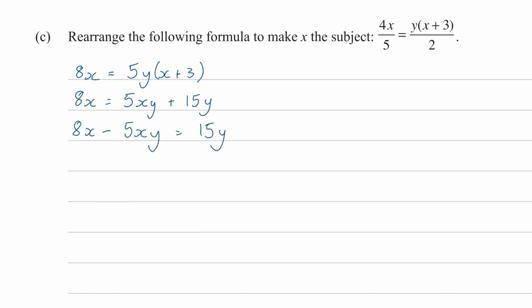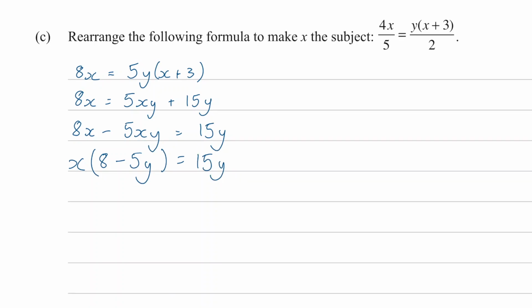Now I will extract x on the left-hand side because it is a common factor, so I'll factorize it. So I take the x out. What are we left with? X times what gives 8x? That will be 8. X times what gives minus 5xy? Minus 5y. And on the right-hand side, we're still left with 15y.